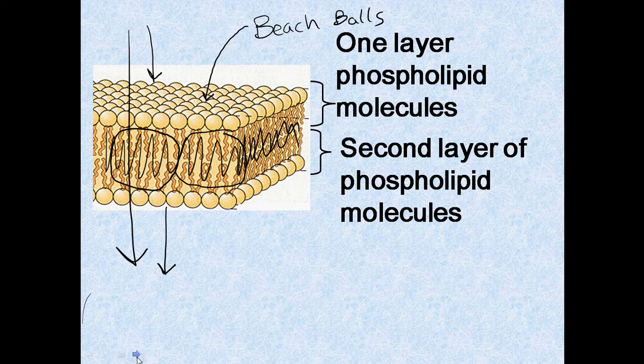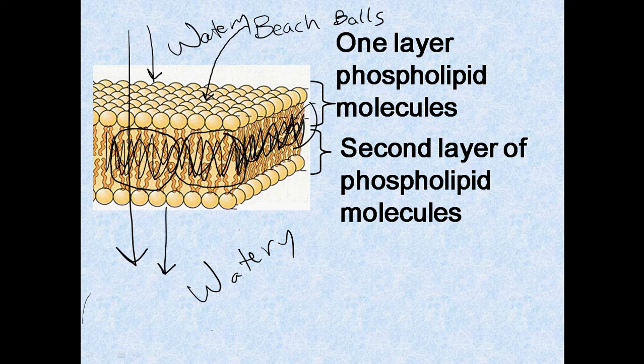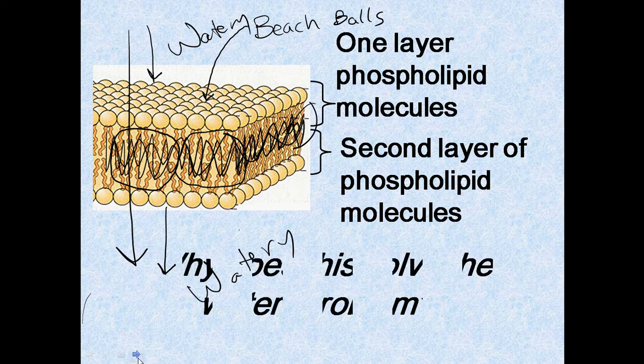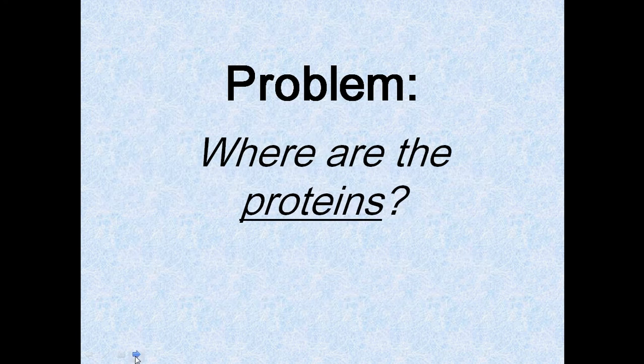This does solve the problem because now we have a watery environment on the inside and a watery environment on the outside, and the hydrophilic parts, the beach balls, are pointing toward the watery area, and the hydrophobic parts are away from the water. Brilliant. Problem solved. But now we have another problem. We know there's the proteins. Remember from earlier in the slide, we knew that they were made up of phospholipids and proteins. So where are the proteins?